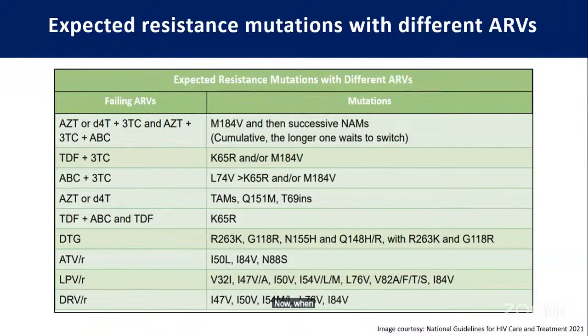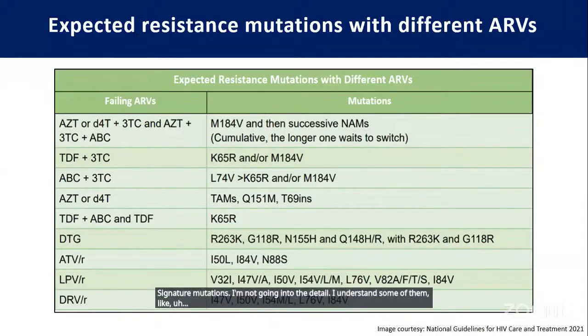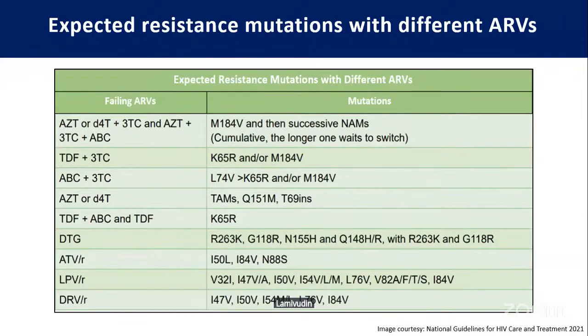Now, when someone fails some antiretroviral drugs, this slide captures the common mutations that take place with different antiretroviral drugs, particularly the signature mutations. I am not going into the detail. I understand some of them, like M184V, which is selected by lamivudine as well as emtricitabine. The K65R is typically selected by tenofovir, also abacavir, etc. And for the thymidine analogs like zidovudine, there are thymidine analog mutations, or TAMs.